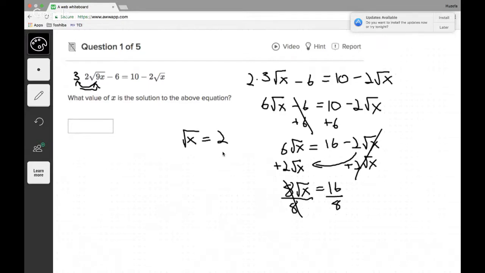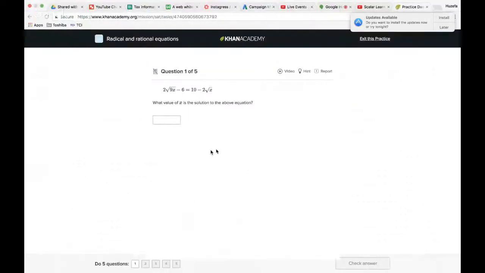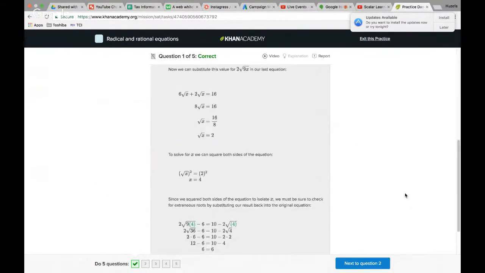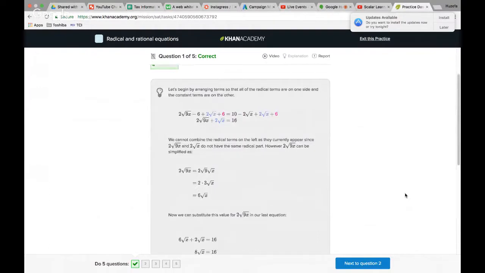Now what's the last step? The last step is we square both sides. That is the opposite of taking the square root. So we're going to unlock this x and just have x, not the square root of x. It's going to be x equals, what is 2 squared? That is 4. So here is our final answer, x equals 4. We're going to plug that in, and let's see if they accept our work and our answer. And indeed they do. You can see they've solved it the exact same way that we solved it.